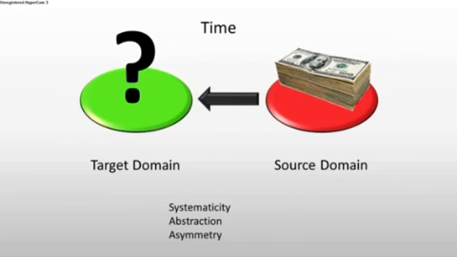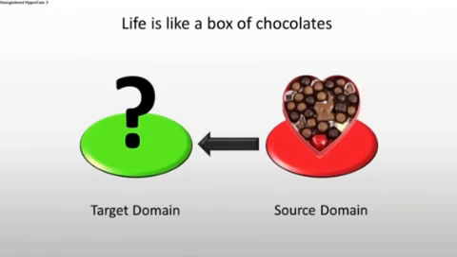The third feature is asymmetry, which means that the transfer works only from the concrete concept to the abstract concept and not the other way around. The process of metaphor is always directed from the source to the target domain. Now you know how metaphors work. So why don't you have a look at this?